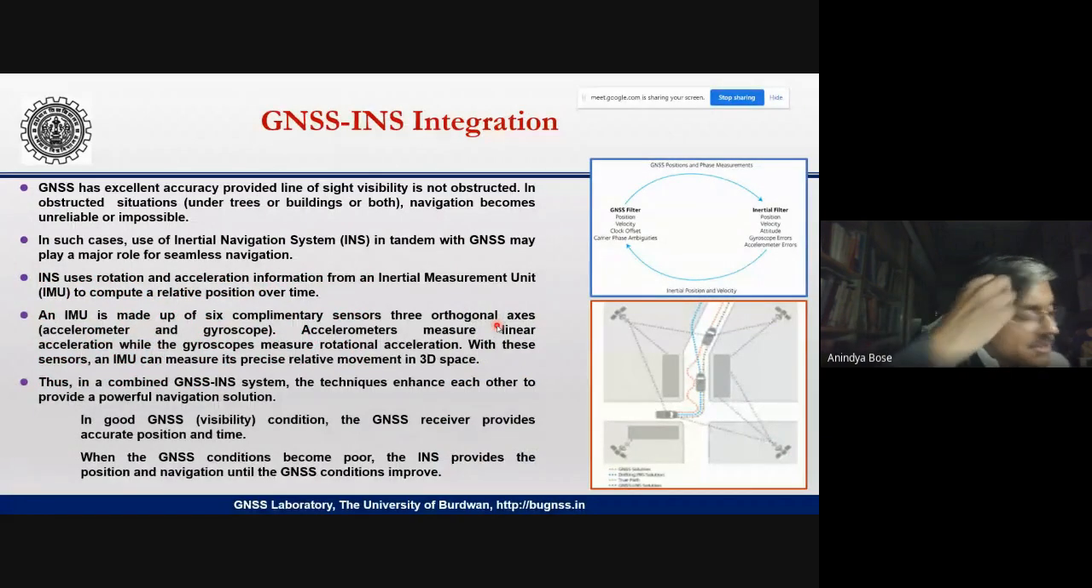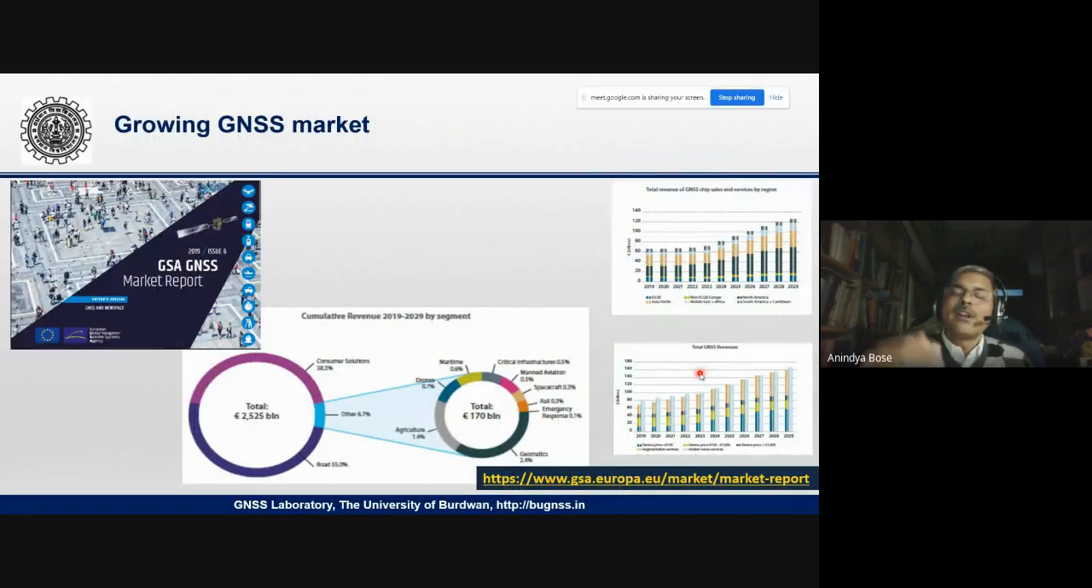Another important topic is integrating GNSS with other sensors like the inertial navigation system. For example, you can see here when the vehicle is in an open condition, it is using GNSS. When it is obstructed, the INS takes over and guides it. So they are working in a mutually complementary way, and thus GNSS INS integration is another very important and very interesting topic which is coming up.